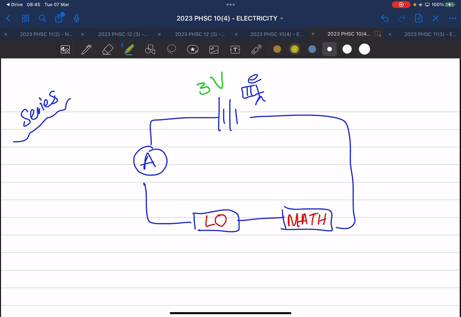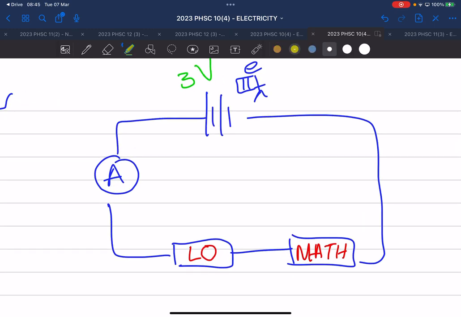So here you go. Let's just check in here in our cells. The long line represents the positive side and the short line represents the negative side. And we walk from positive to negative. So here we walk.